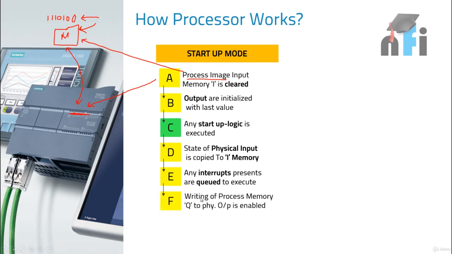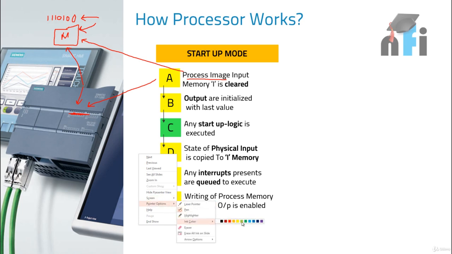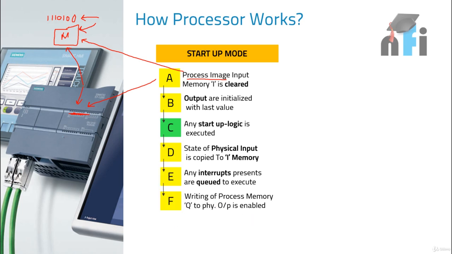So at last, writing of process memory queue to physical output is enabled. Just like we have this memory for input, we also have similar memory for the output. So these are my outputs, and these outputs also have some memory in which we store the status of the outputs. Just like we have status for the inputs, we have status for the outputs, which are written here.